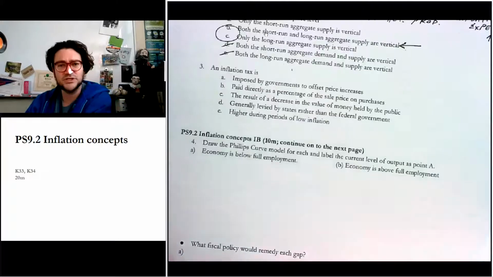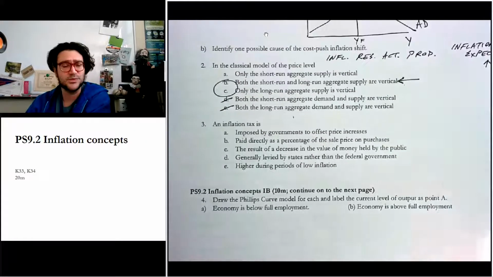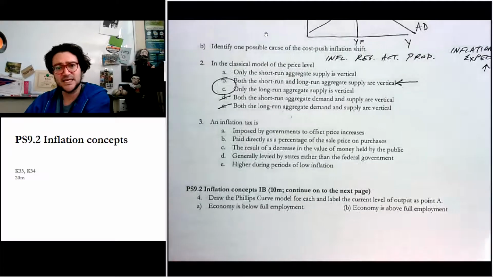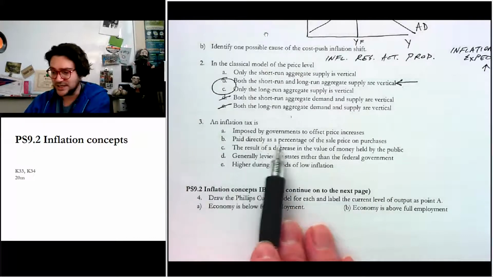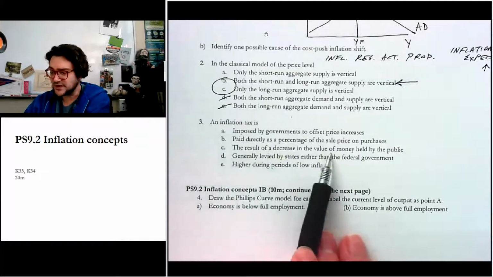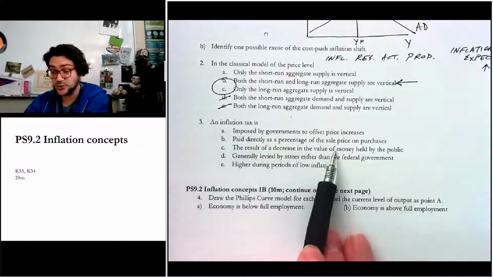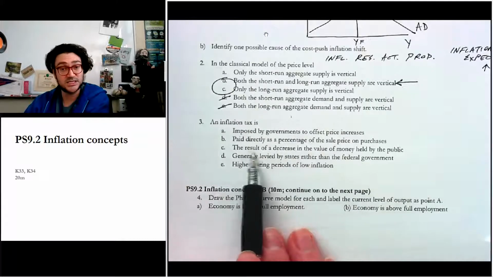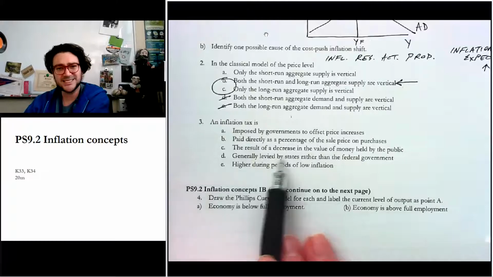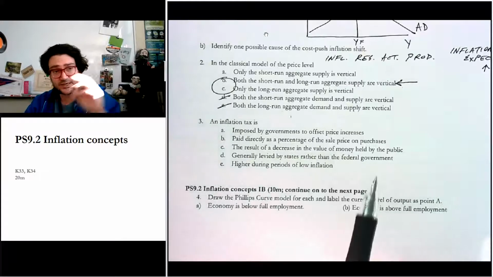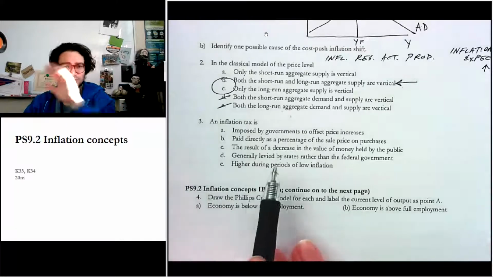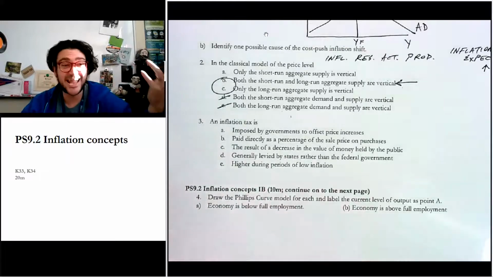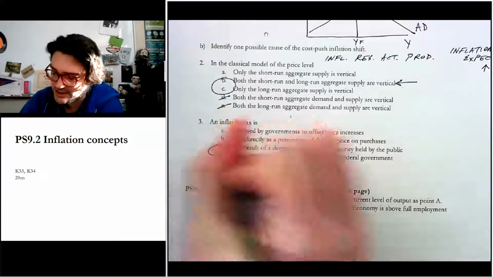Number three, an inflation tax. So that's another term that we reviewed from last unit. An inflation tax is not imposed. It's not paid directly. The result of a decrease in the value of money held by, well, that is true, but let's look at the other answers. So C is correct. Levied by states, right? It's not levied, right? It's not directly imposed. So we'd eliminate those. Higher during periods of low inflation. No, it's higher during periods of high inflation. It's the name, inflation tax. So we're going to go with C.